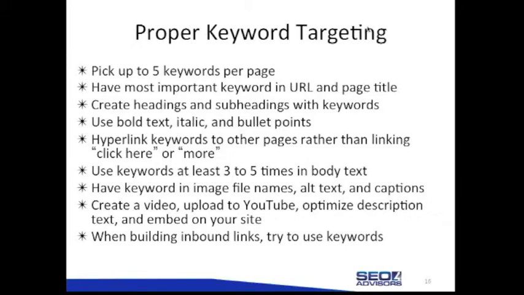How do we target keywords on your site to start showing up in Google when people search for you? You want to limit the number of keywords you're targeting per page. You don't want to go over 5. Have your page revolve around just a few keywords. If you have too many, create a separate page and target that page around those. You want your most important keyword in the URL of the page, in the page title, in the headlines, and throughout the text.